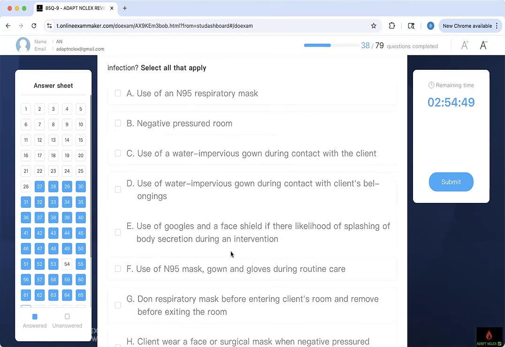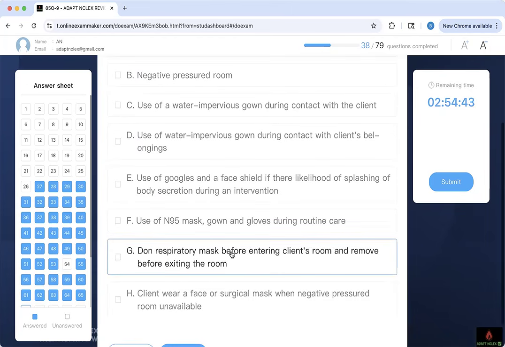Use goggles and a face shield if there is likelihood of splashing of body fluid during an intervention. Use N95 mask, gown, gloves during routine care. Don a respiratory mask before entering the client's room and remove it before exiting the room. I'm using the same wording, changing it a little bit to confuse you, but to make you stronger.